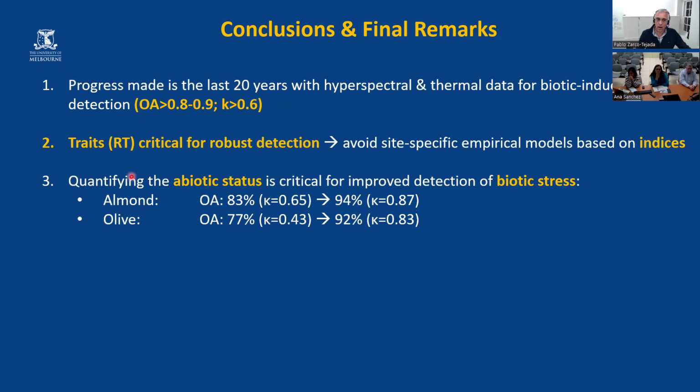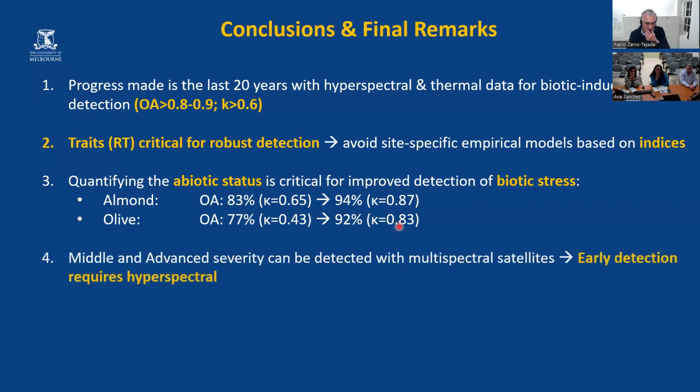When we take into account the abiotic stress, the water stress in this case, we go from kappas 0.6 to almost 0.9, from 0.4 to 0.8. So we really improve not only the overall accuracies, but the kappa coefficients, meaning that we are going to have fewer false positives and false negatives in the detection.